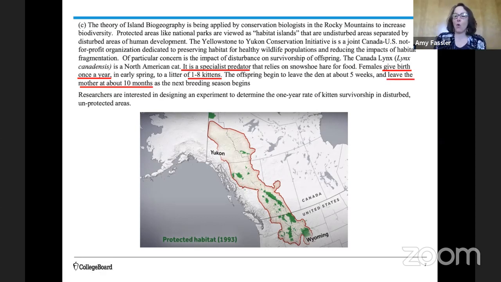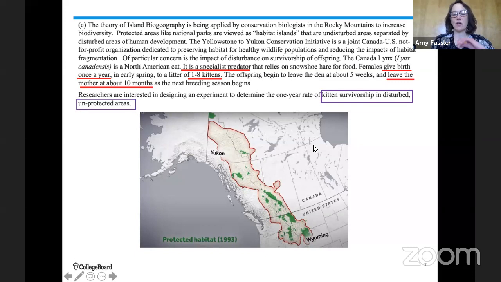So almost that whole first year after they're born, they're living in the den with mother, and mother's first nursing them and then teaching them how to hunt and protect themselves. And then researchers are interested in designing an experiment to determine the 1-year rate of survival of the kittens, of the offspring, in an unprotected area.